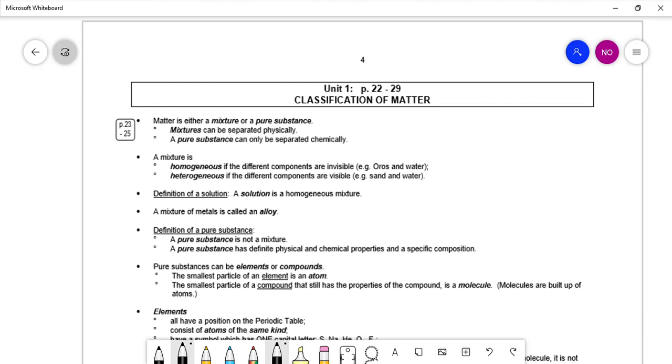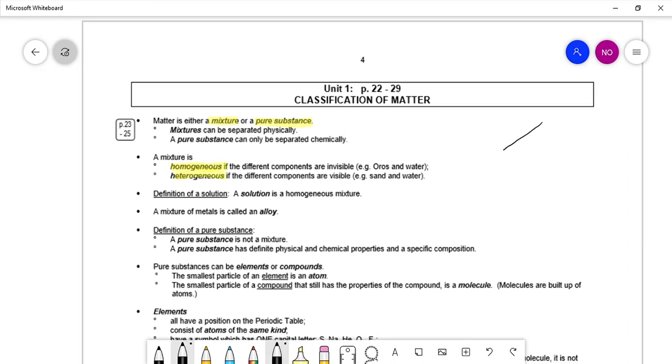Okay, so when we are working with the classification of matter, you have to distinguish between a mixture and a pure substance. So ons gaan kyk na mengsels en na suiwerstowwe. Wanneer ons praat van mengsels, moet jy verder onder hom kan onderskei tussen homogene en heterogene mengsels.